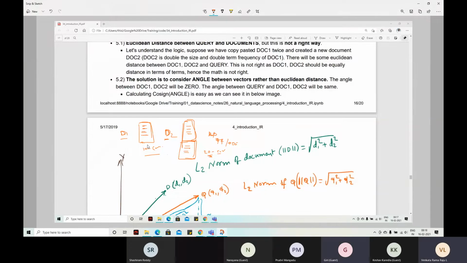Guys? Yeah, so sir, when you copy, won't we get the distance as 0? We should get distance 0 because the documents are same, right? Yeah. Euclidean distance, yeah, that's a good question.